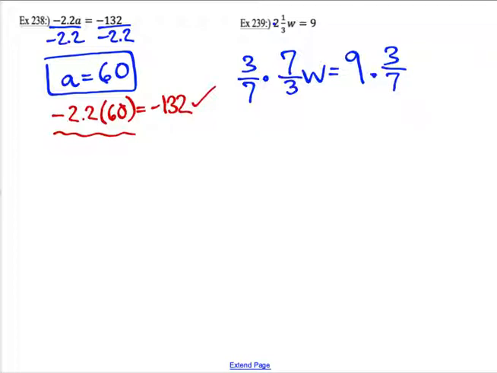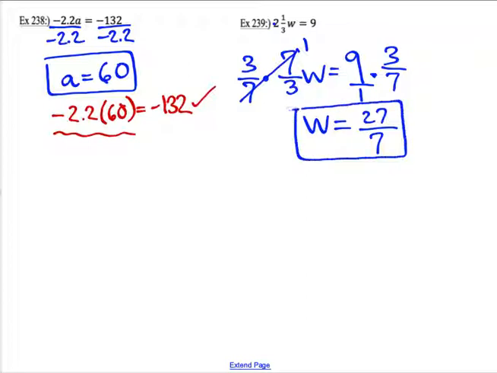Okay, right here, 3/7 times 7/3 reduces away to 1. So this is w equals, I'm going to put the 9 over 1. 9 times 3 is 27. 1 times 7 is 7. So 27/7. It doesn't reduce. I could change it to 3 6/7, but not necessarily necessary.